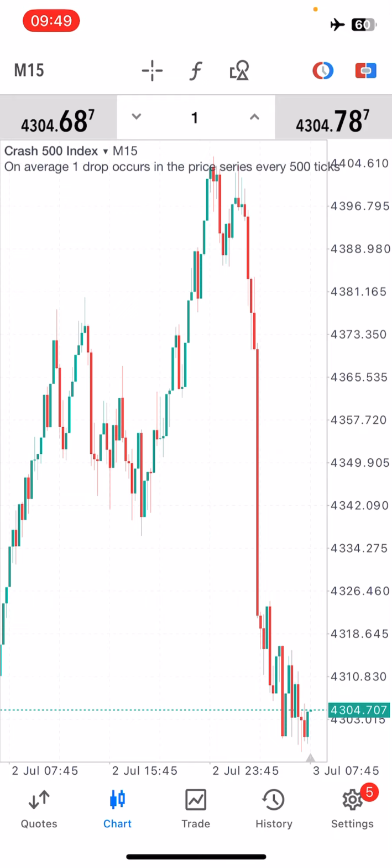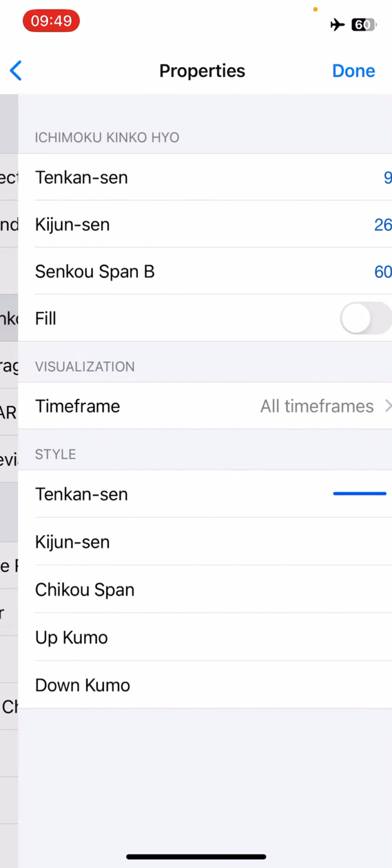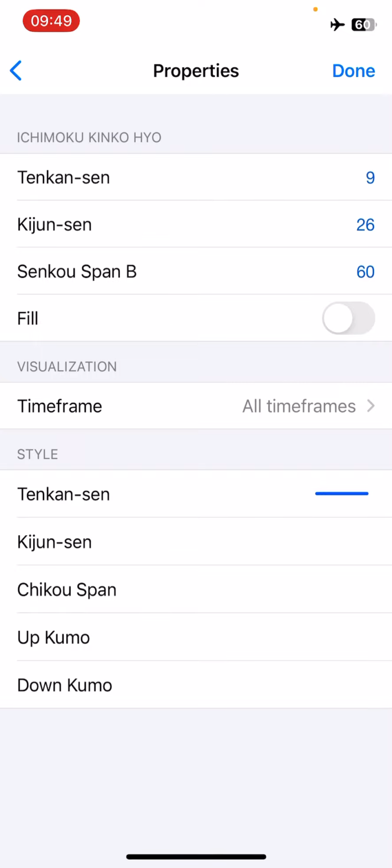The first indicator that I want to add is called the Ichimoku. I'm going to go to indicators, then main window, then Ichimoku, and it is going to have the following properties that you see on my screen. We have a Tenkan Sen of 9, a Kijun Sen of 26, a Span B of 50, and no fill. The fill is turned off, so make sure you turn it off as well.